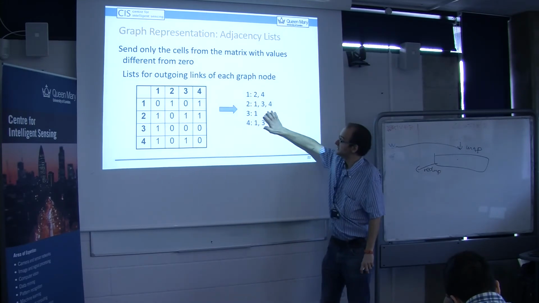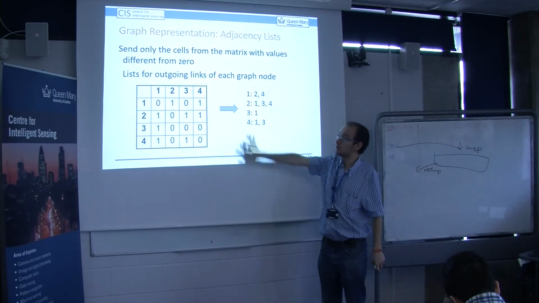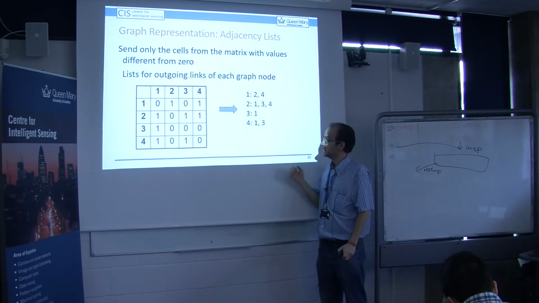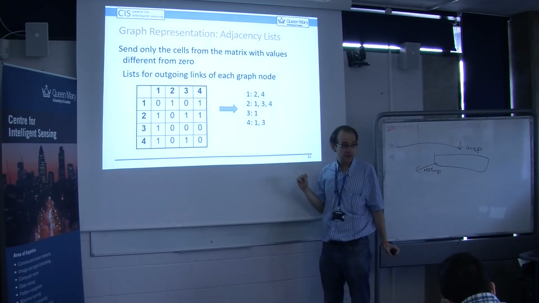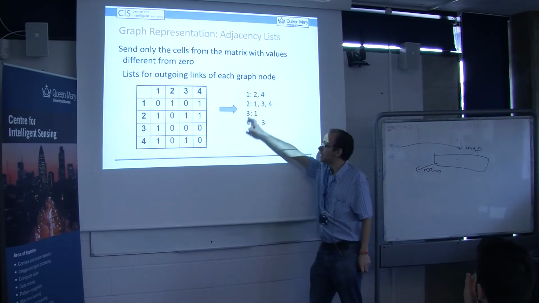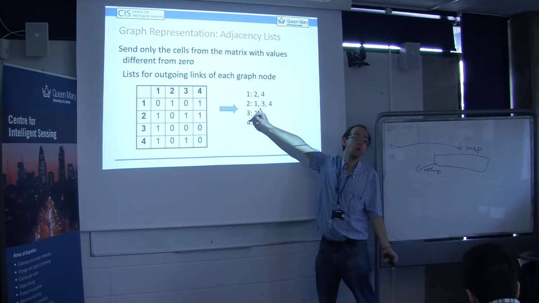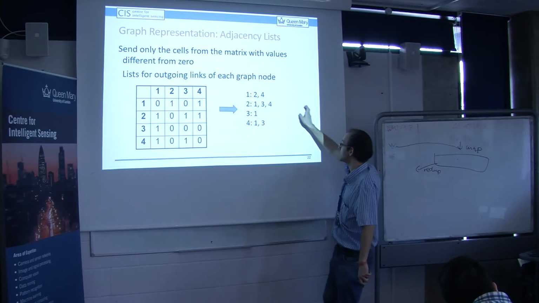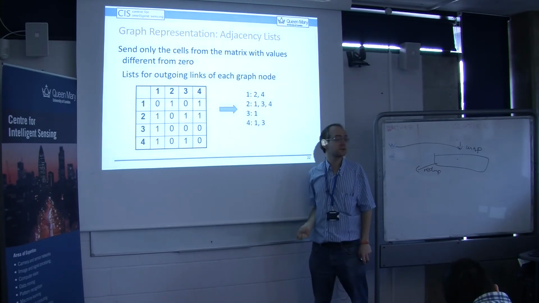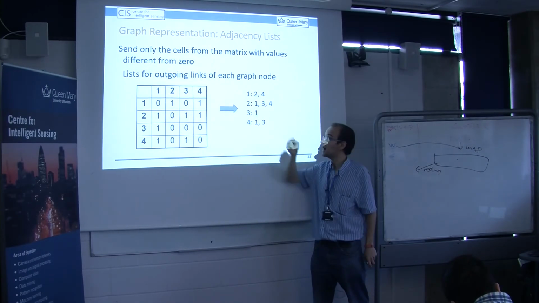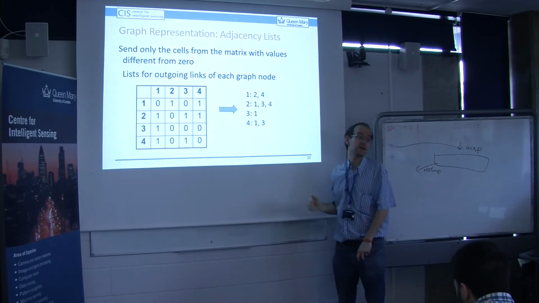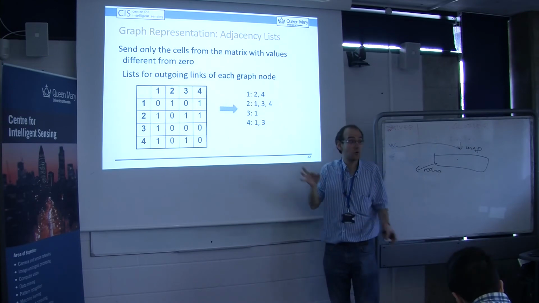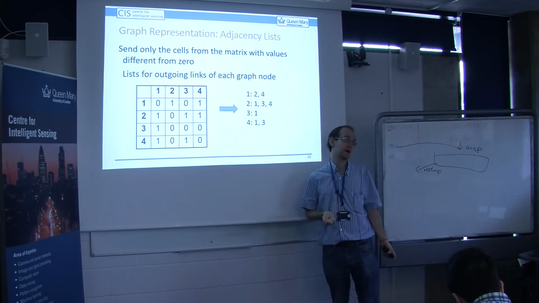In this case they look more or less equally big, but it is quite clear that if we go now to the Facebook case, we will have 1 billion entries here, one per node, but each one of those entries will have on average 500 results. It won't have 1 billion results. And that means that this is a much more compact way of modeling those sparse graphs.